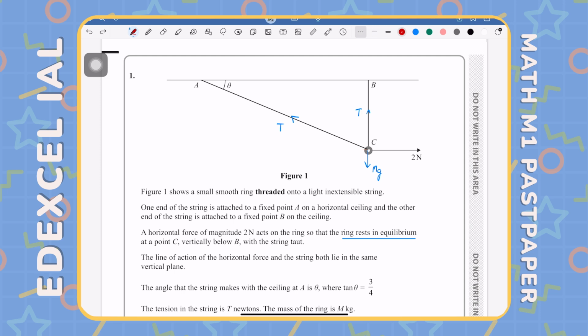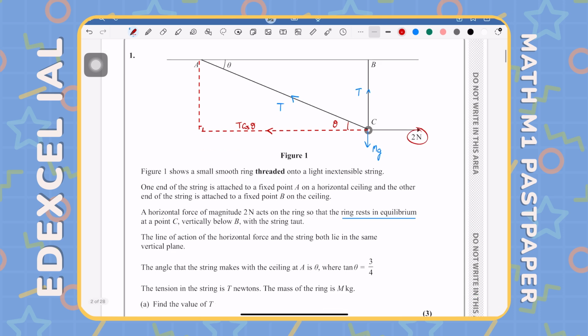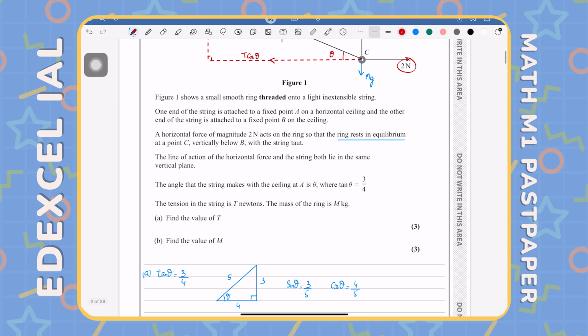Okay, so let's make a triangle over here. Let's complete this triangle, and with the help of this triangle we can see that the horizontal component will be equal to T, since this, by the way, will be equal to theta. Why? Because of alternating angles. So the horizontal component will be equal to T cos theta. Okay, and this is acting towards the left, and the only force that's acting in the opposite direction of this force is the 2 Newton force. So these two must cancel out each other, or they must be equal to one another.